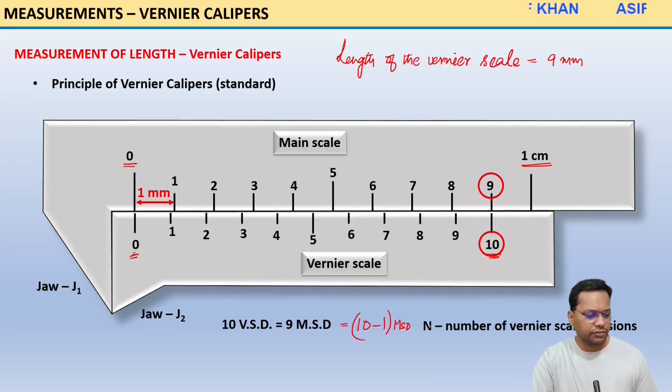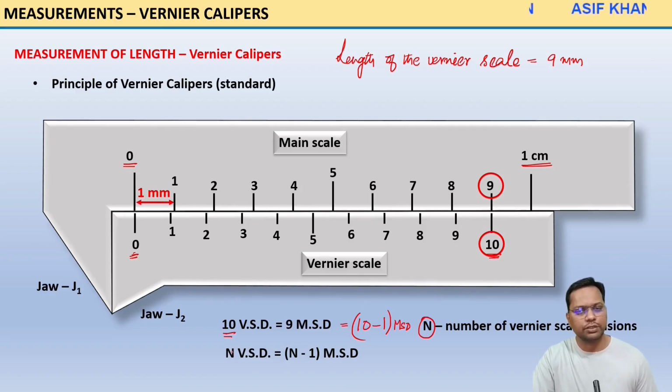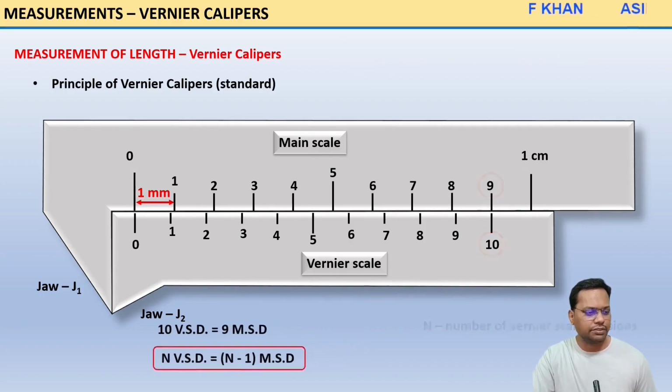So in that case, if you take capital N as the number of Vernier scale divisions, that is, instead of 10, if you write N Vernier scale divisions, that will be equal to N minus 1 main scale divisions, because 10 Vernier scale divisions is equal to 9 main scale divisions. So in general terms, we can write N Vernier scale divisions is equal to N minus 1 main scale divisions. And this is the principle of the Vernier calipers.